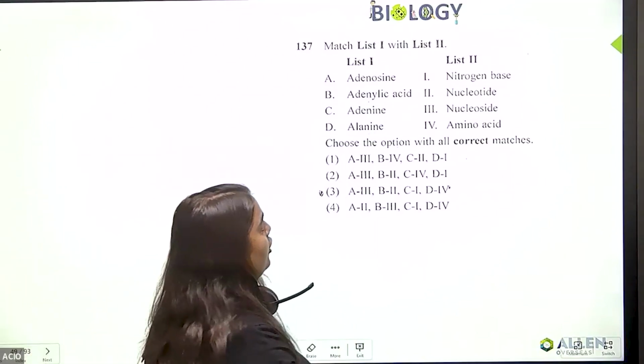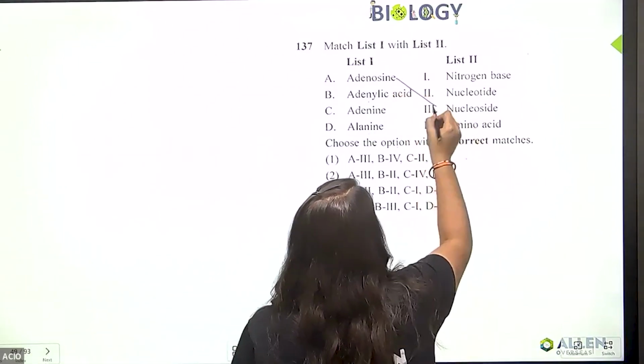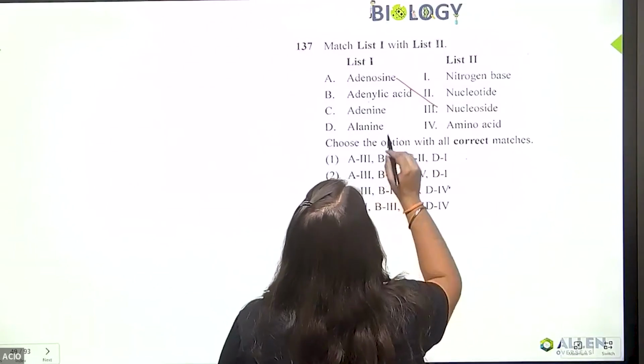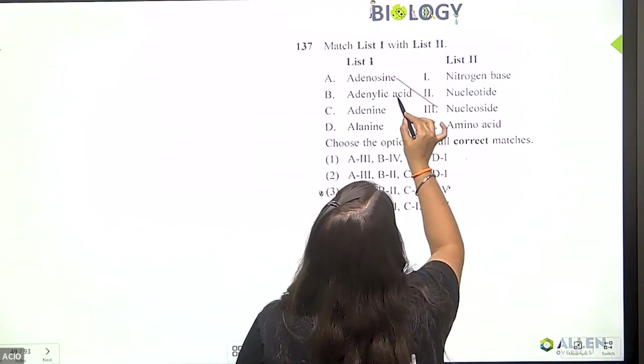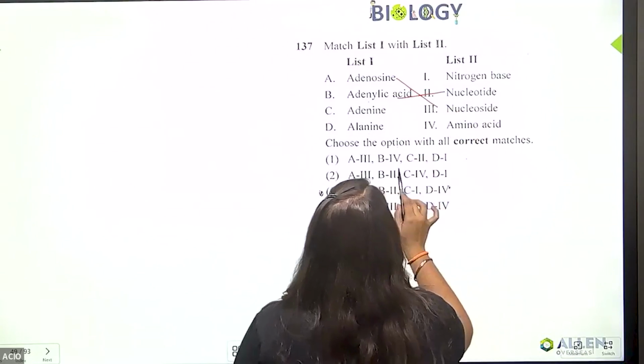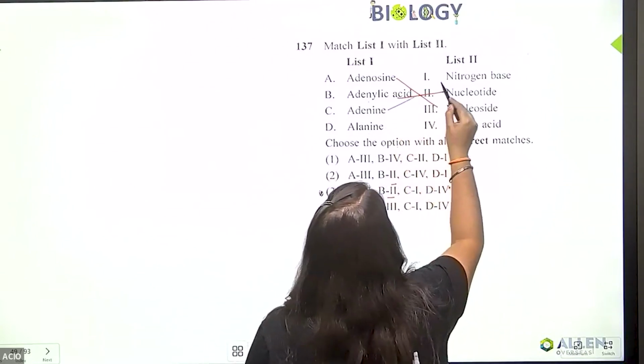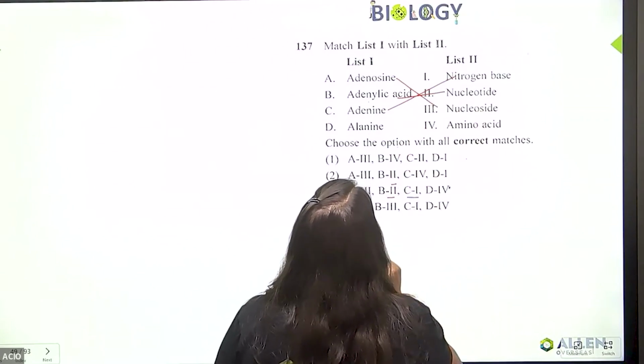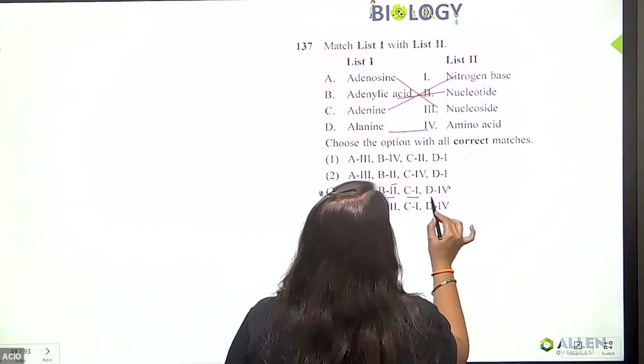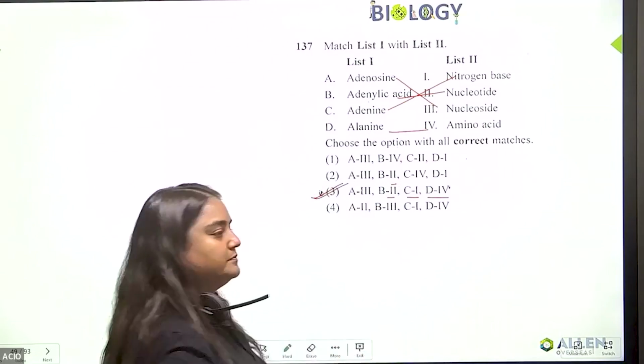Adenosine is your nucleoside. So A is with 3. Adenylic acid is a nucleotide, so B goes with 2. Adenine is a nitrogenous base, so C goes with 1. And alanine is an amino acid, so D goes with 4. This is the answer.